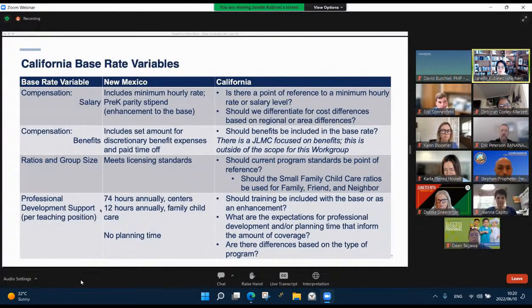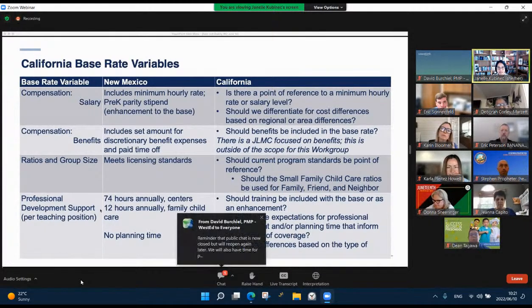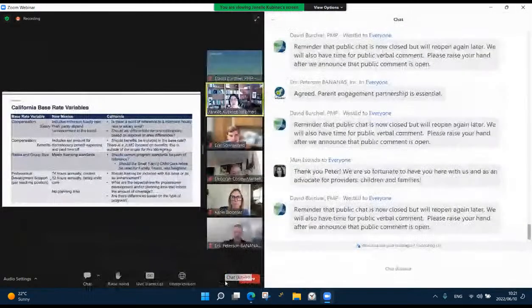I will just call out for the benefits that there is a specific joint labor management committee that's focused on benefits. That's outside of the scope of the work group. We know that's of interest, so we just have this as a simple yes, no question rather than a how question. I just want to clarify, putting some guardrails on that one. But for salary, that clearly is something that this work group needs to contemplate as it pertains to what should be acknowledged or recognized within the rate.